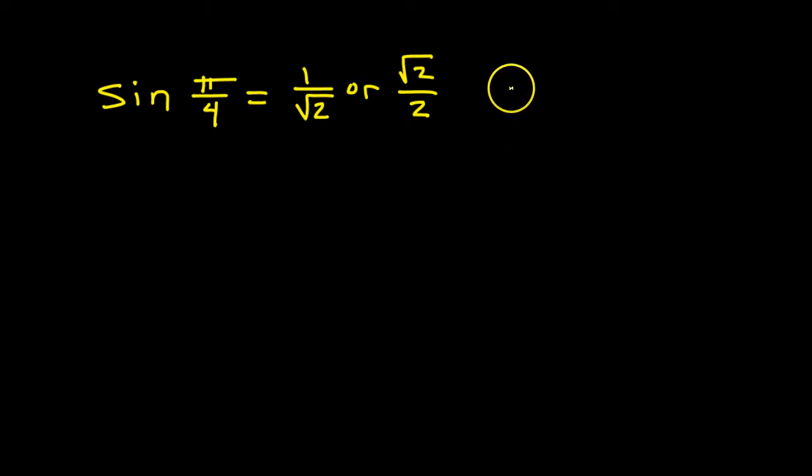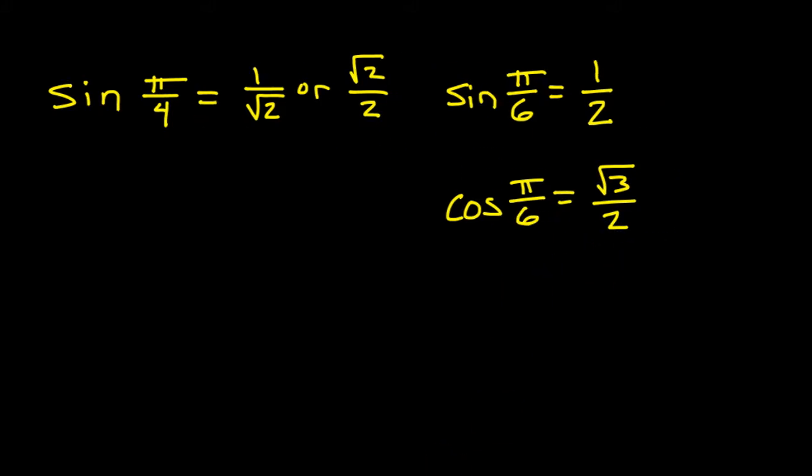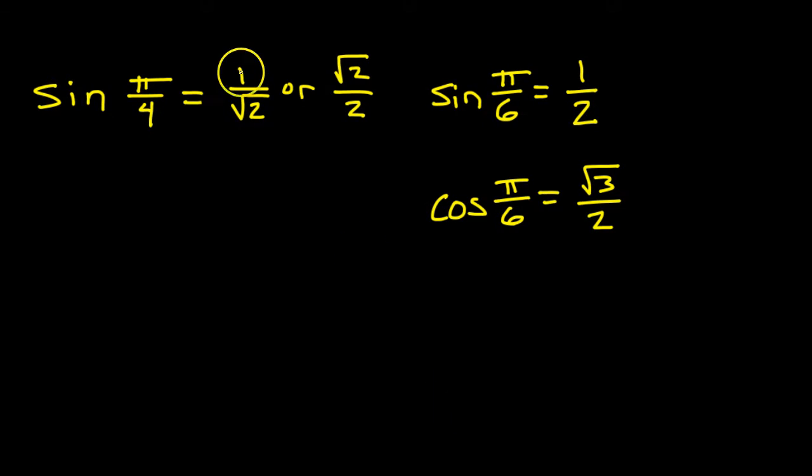Now, you also need to know what is the sine of pi over 6. Hopefully you know that is 1/2. Now you also must know the cosine of pi over 6, and that is radical 3 over 2.